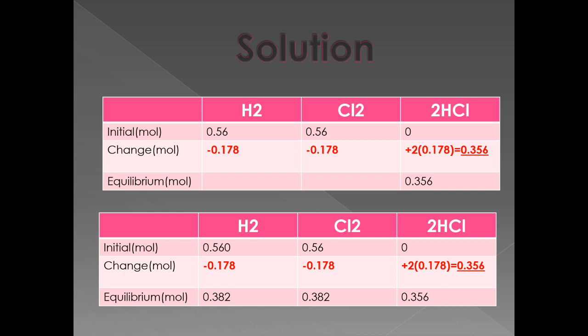And since the initial concentration of hydrogen chloride is 0, when we add it to the change in concentration of 0.356, we still have the concentration at equilibrium equal to 0.356. So, the concentration at equilibrium of hydrogen and chlorine will be 0.382 and the hydrogen chloride will be 0.356.